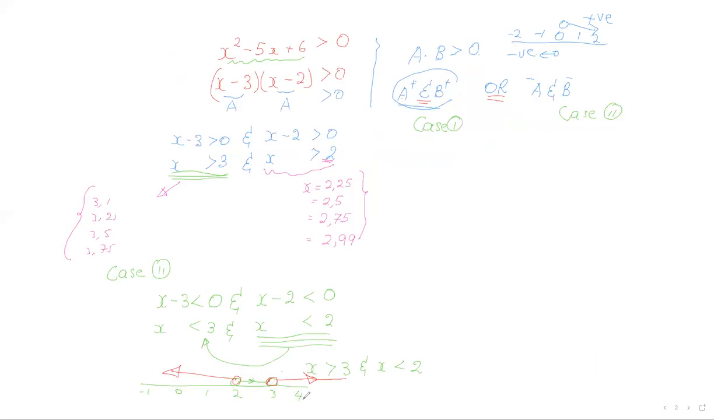You can take any number, you can take 4, put 4 here, that will be positive. You can take any number, 0. If you put 0 here, you have 6. 6 is greater than 0, which is true, it's positive. Number there, it's a solution.